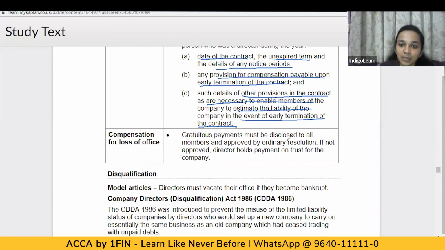And gratuitous payments must be disclosed to all the members and approved by ordinary resolution. Not approved, director holds payments on trust of the company. So in case there is any loss of office of the director, in that situation, compensation has to be paid to the director for loss of office. And this compensation which is payable for the loss of office shall be approved by the members of the company in the general meeting by passing an ordinary resolution.